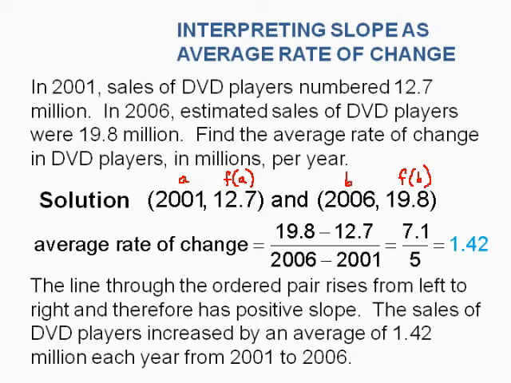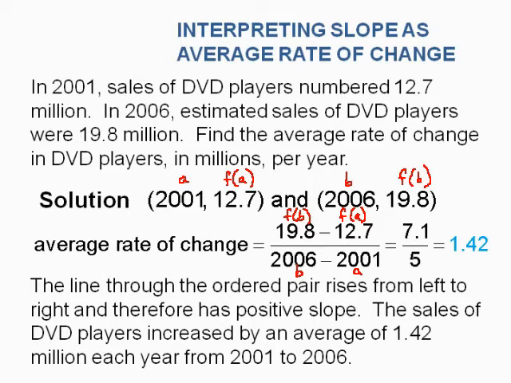And using this formula, it's almost like the slope formula, the change in y over the change in x. So notice we're just taking y2, in this case f(b), minus y1, which is f(a), over, guess what, b minus a. So x2 minus x1 if you look at it that way. And notice when we do the arithmetic, we come out with 1.42.